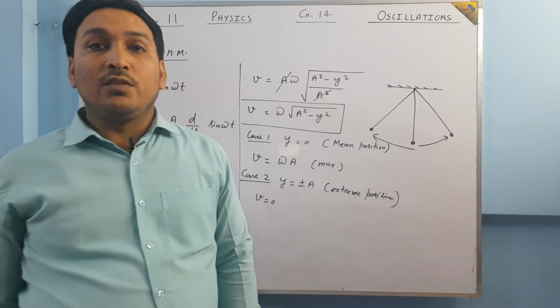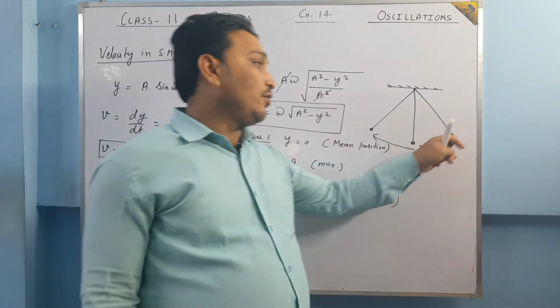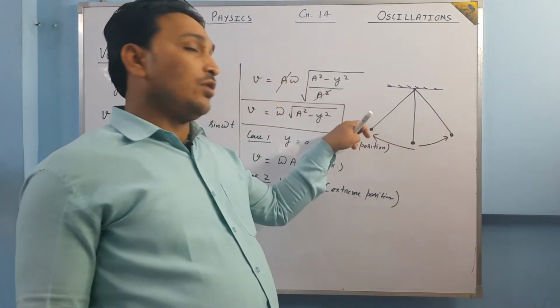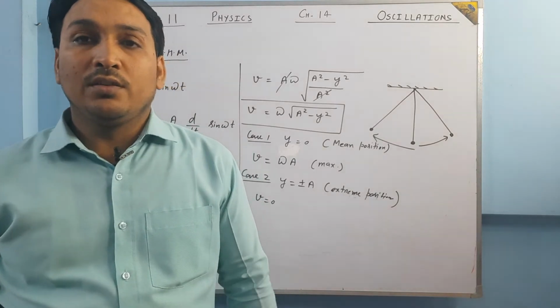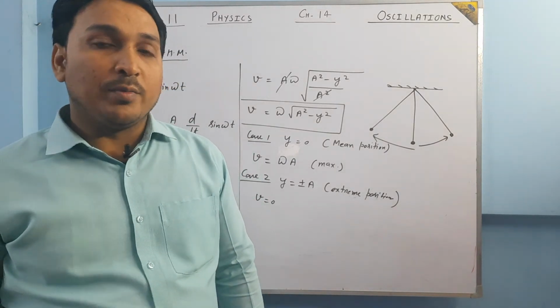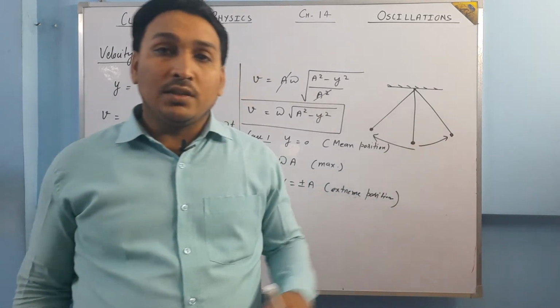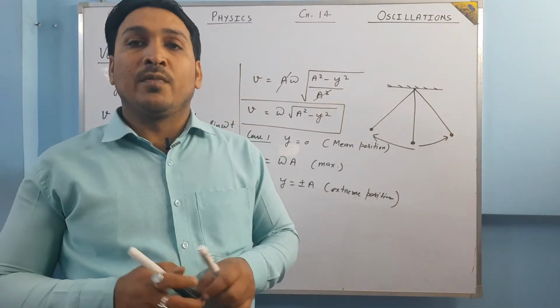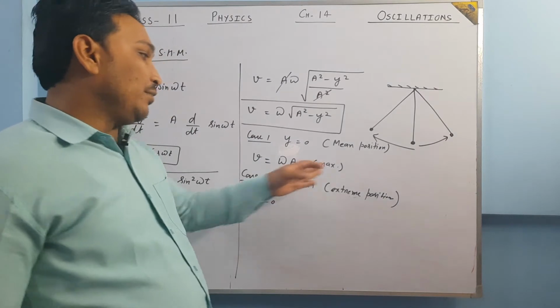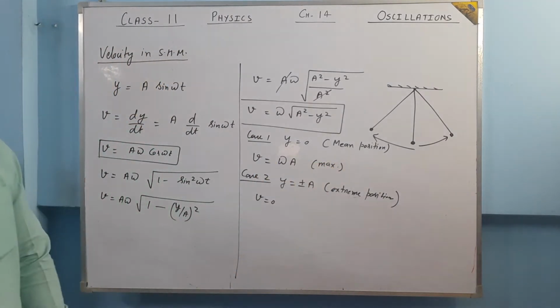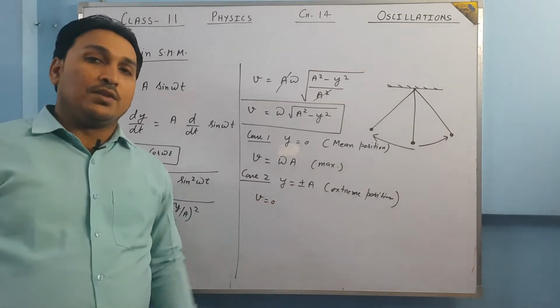And when will its velocity be 0? At the extreme position, this position, its velocity will be 0. Where will its velocity be maximum? At the mean position. So it happens with all the things which execute SHM. At the mean position, velocity is maximum, given by omega a. And at the extreme position, velocity is 0.